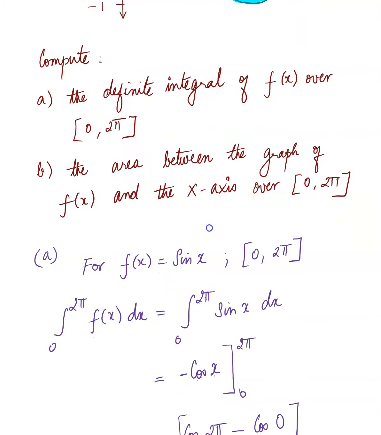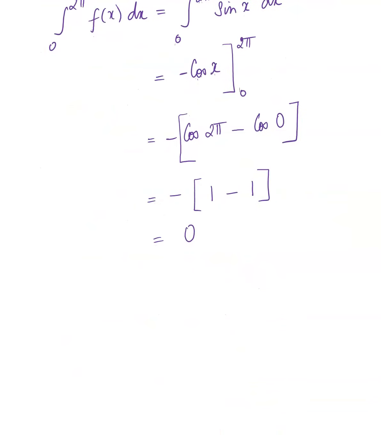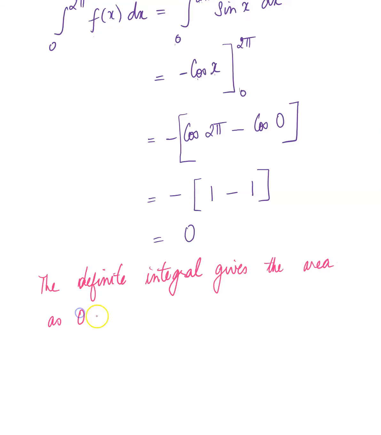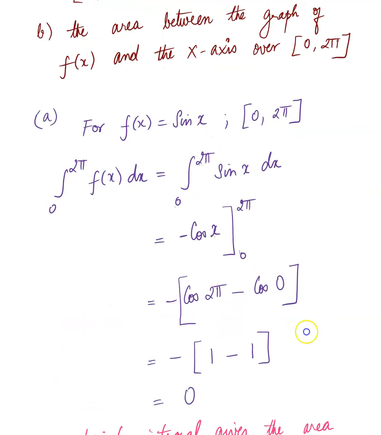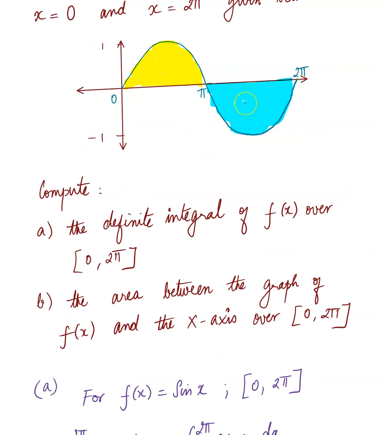Okay, so let me quickly note that down here and say the definite integral, which was part A, gives the area as 0 because it computes the net signed area. And we can see visually that's true because the yellow area and the blue area are the same. When we do part B, we'll actually know what their areas are.